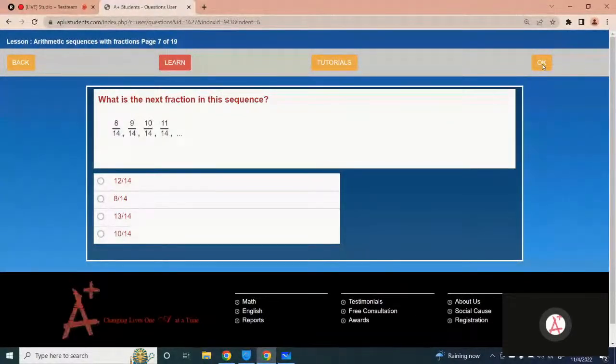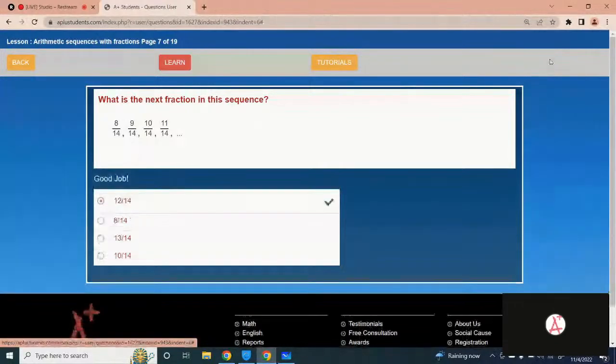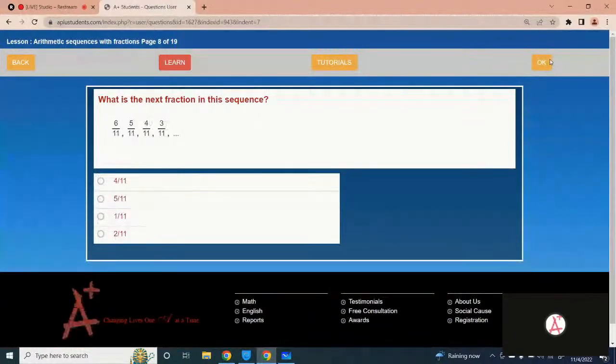Okay, the next one is, yes, it is 12 by 14. Okay, what is the next fraction in the sequence? Yes, okay, good. The next one is 6 by 11, 5 by 11, 4 by 11, 3 by 11. The next one is, very good, it is 2 over 11.